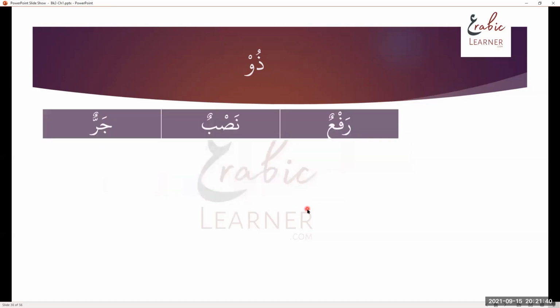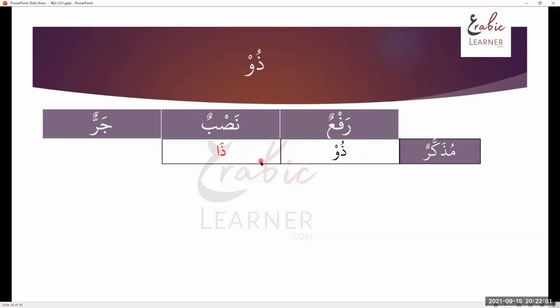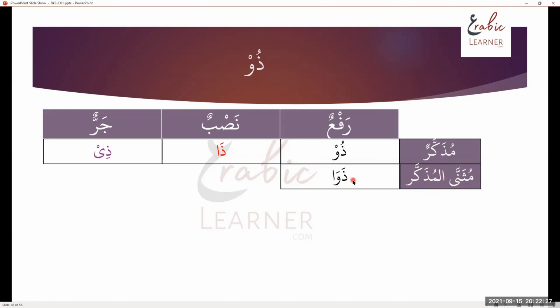Let's see all three types, and let's see the halat of that: rafa, nasab and jar again. When it is singular muzakkar, in the hala of rafa, when it is marfu, it is called zu. When it is mansub, it is called za. When it is majroor, it is called zi. So zu, za, zi. Clear, brothers and sisters? Now let's look at muthanna muzakkar, dual, pair, masculine. Zawa, zawai, and also zawai. So this is the difference. If you see here muzakkar singular, zu, za, zi, it is changing fully.